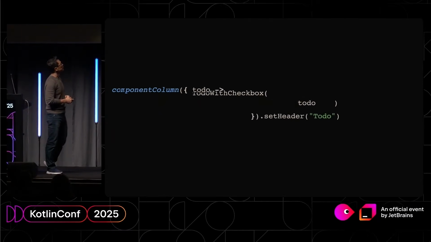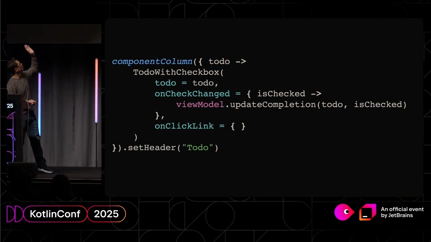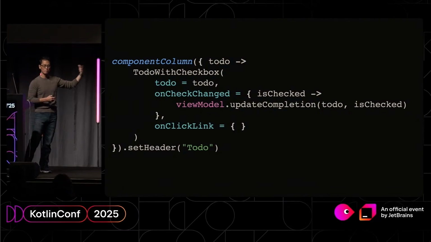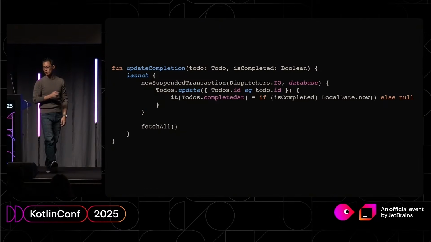So this is what we have now. This is what it's going to be. I'm going to leave onClick link empty for now. onCheckChange is basically going to go update the completion. We're going to pass it the to-do and whether or not it was checked. So let's see what that call looks like.